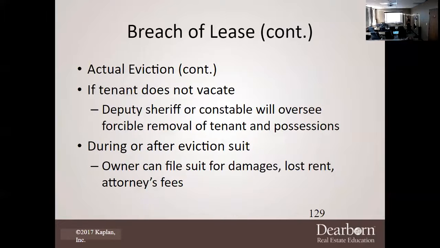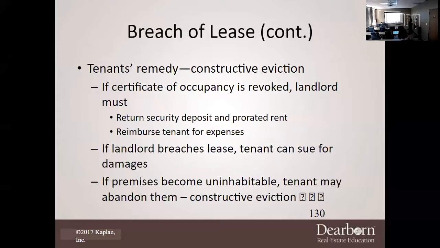Okay? Now, again, like it says, if the tenant does not vacate, the deputy, sheriff, or constable will oversee the forcible removal of the tenant and possessions, and during or after the eviction suit, the owner can file suit for damages, lost rent, and attorney's fees. Okay? So, of course, you don't want to be dealing with this type of lawsuit.